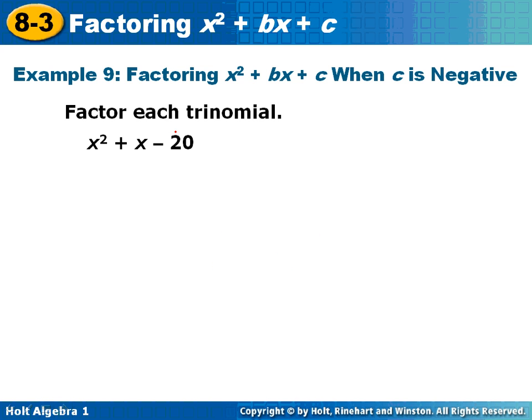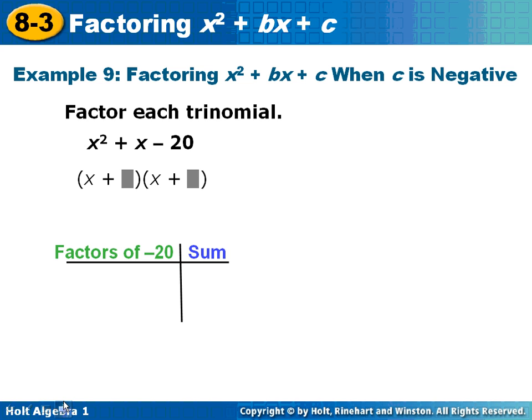Example 9, I have a negative 20. I need to make a table doing the factors of 20. That means it has to multiply to give me negative 20, and I'm looking for one that adds to give me 1, or 1x. Okay, so 1 times 20. Now, in order for that to happen, I'm going to have a negative on one of the two. That gives me 19. Negative 2 times 10. That adds to give me 8.